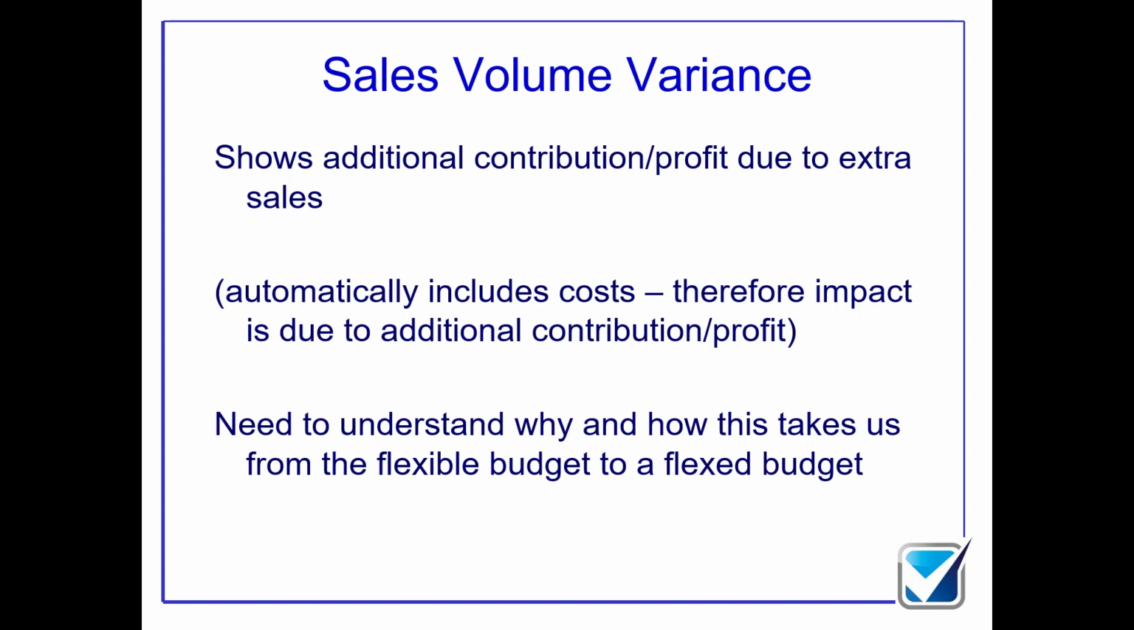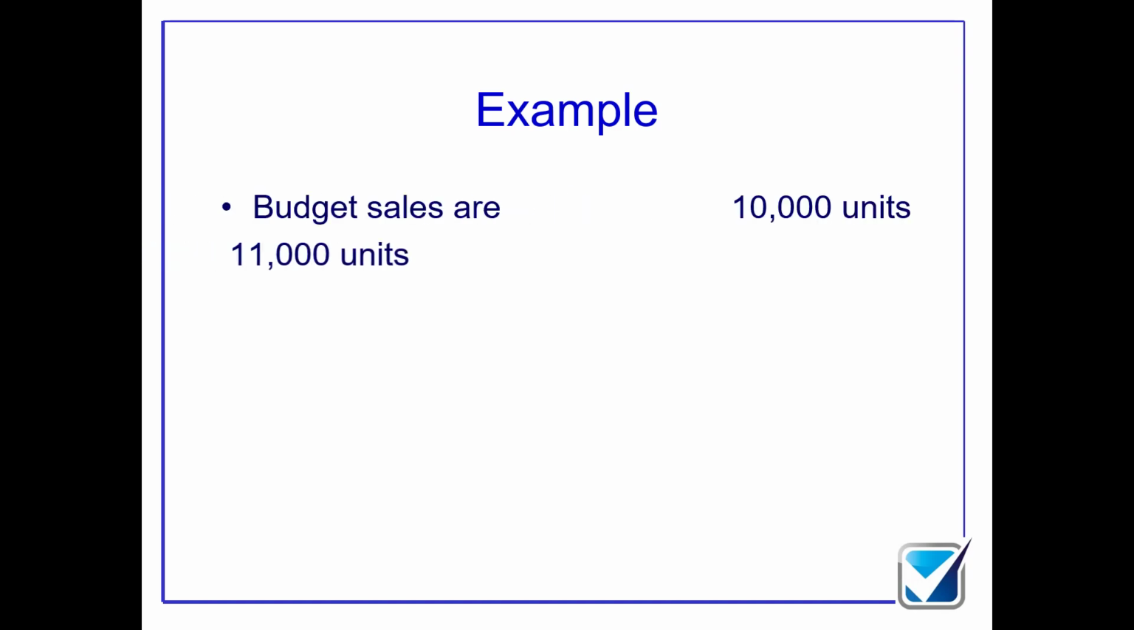We've got to do the sales price variance separately from the sales volume variance. So the example we've got, budgeted sales are 10,000 units, actual sales are 11,000. So we've sold more units than we would have normally expected. That means I'm going to have a favorable volume variance because actual sales are bigger than budgeted sales.